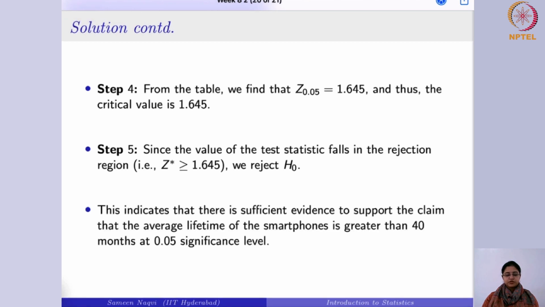When you reject the null hypothesis, this indicates that there is sufficient evidence to support the claim that the average lifetime of these smartphones is greater than 40 months at the 0.05 significance level. So you're rejecting the null hypothesis and accepting the alternative, that mu is greater than 40, that the average lifespan is actually greater than 40 months. So this is how you can easily do your hypothesis testing using the rejection region approach.